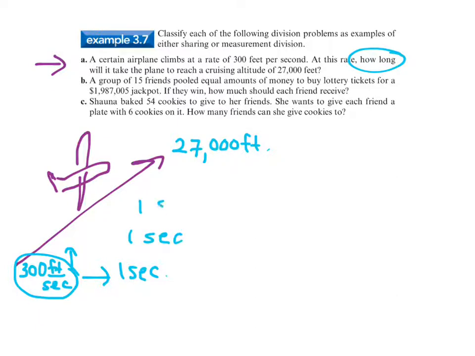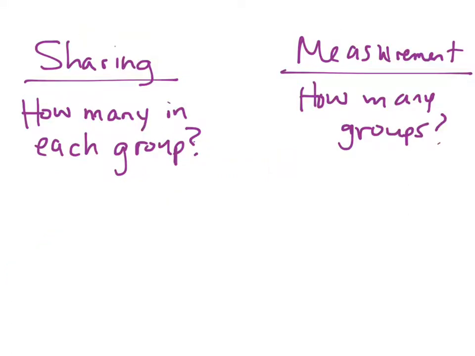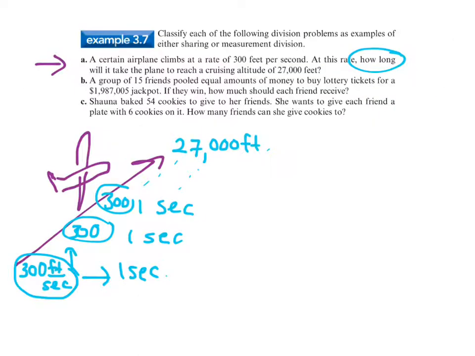We would need to get up to 27,000 feet. Right? So we know it's 300 feet per second, but we need to know how many of those to get up to 27,000 feet. Right? So we know how many in each group. We know there are 300 feet in a group, if you want to think of it as a group of 1 second. But we're trying to figure out how many 300s we can measure out to get up to 27,000 feet. So this is a measurement problem.